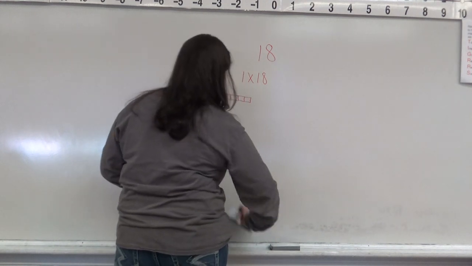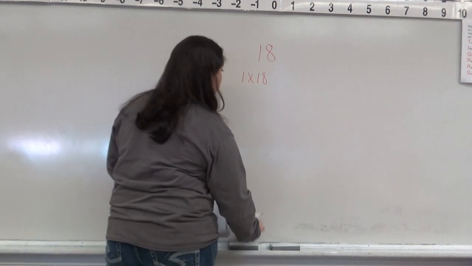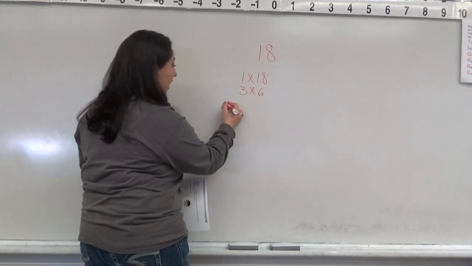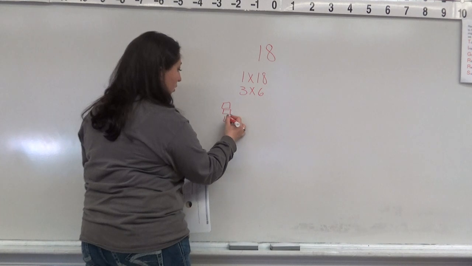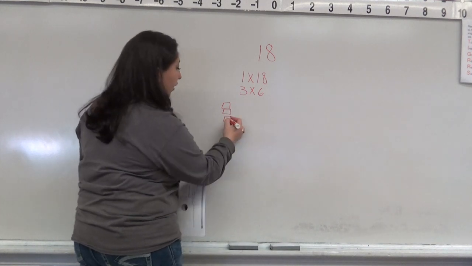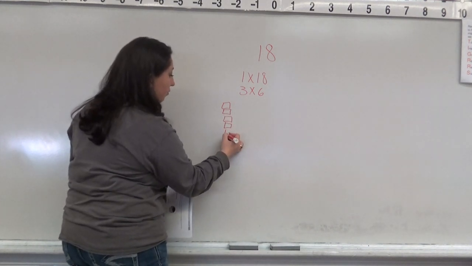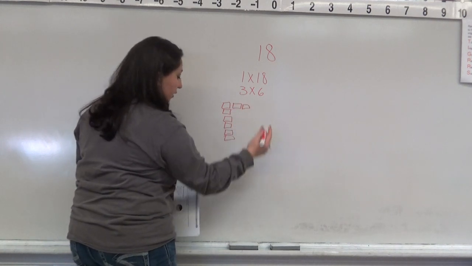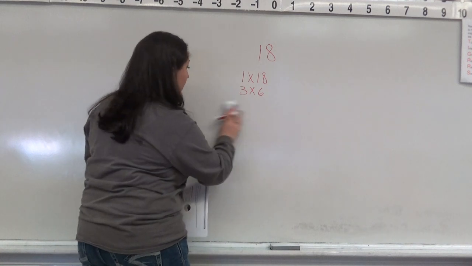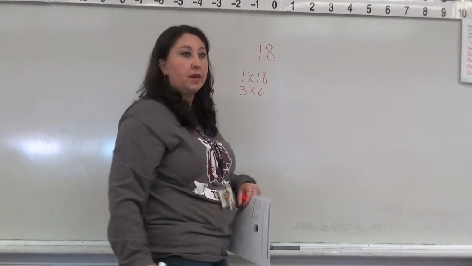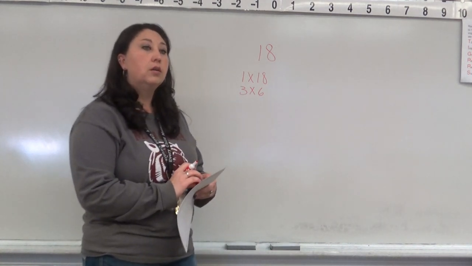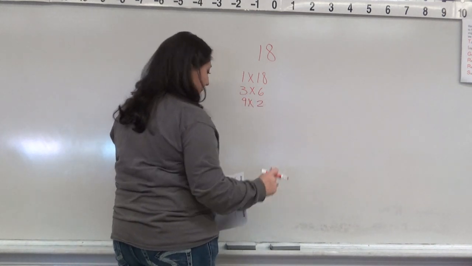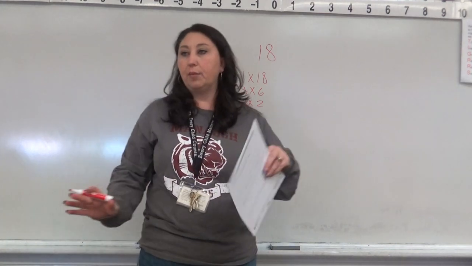And we would continue that to make 18. So it's 3 times 6 or 6 times 3. So you could either do 3 tiles down and 6 across, or you could also do 6 tiles down and only 3 across. And you would still come up with 18. What was another one that we did, David? 9 by 2. 9 by 2. 2 by 9. You're right. So those are all ways that we came up with 18.